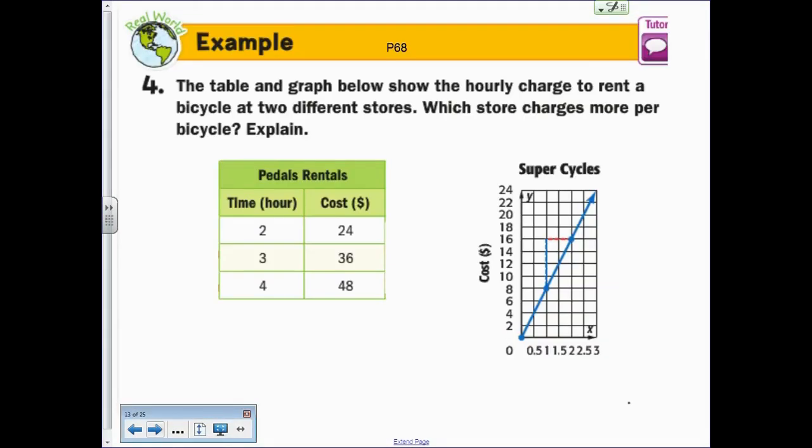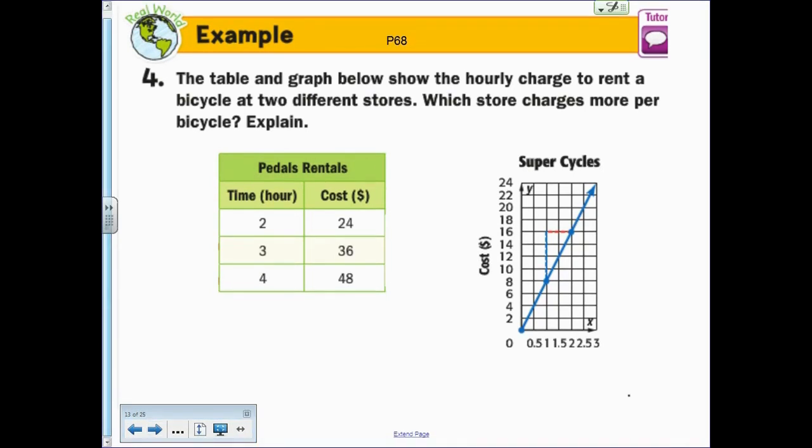Example 4 from page 68. It says the table and the graph below show the hourly charge to rent a bicycle at 2 different stores. Which store charges more per bicycle? What we need to do is find the constant rate of change or slope for each one, because it's going to tell us which one has the higher unit rate.